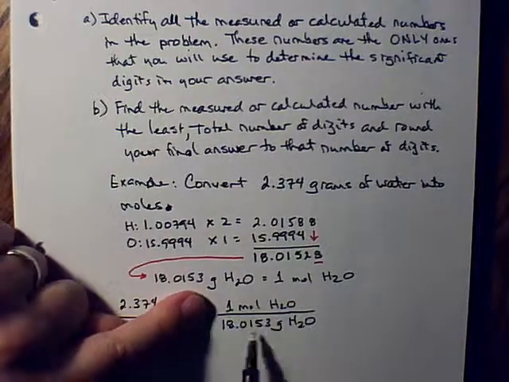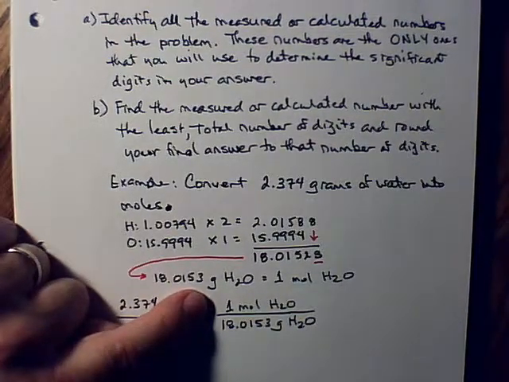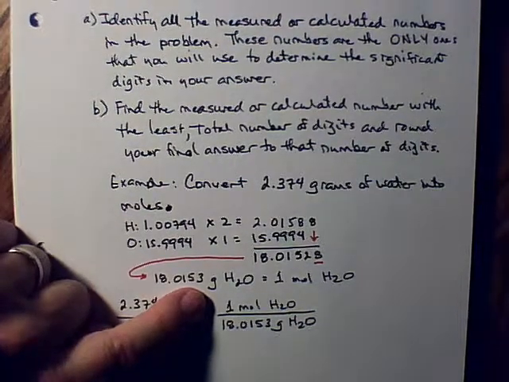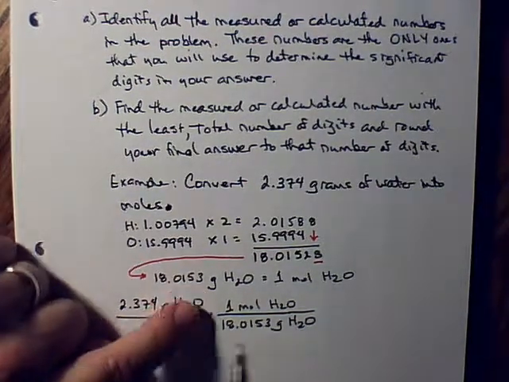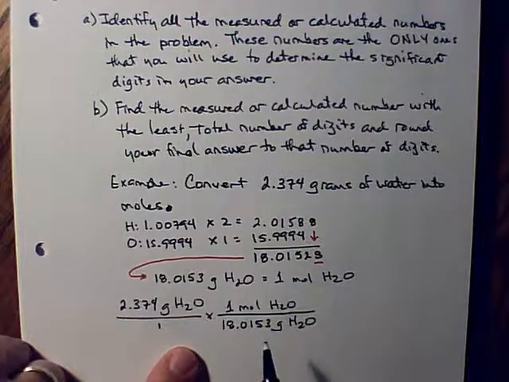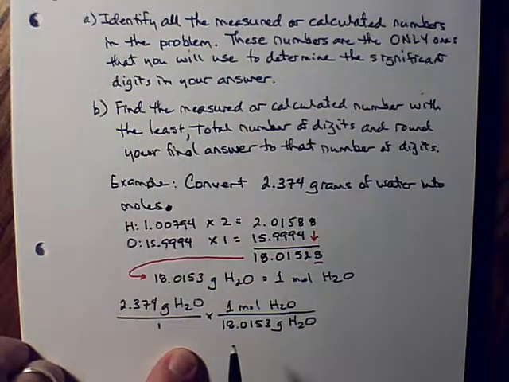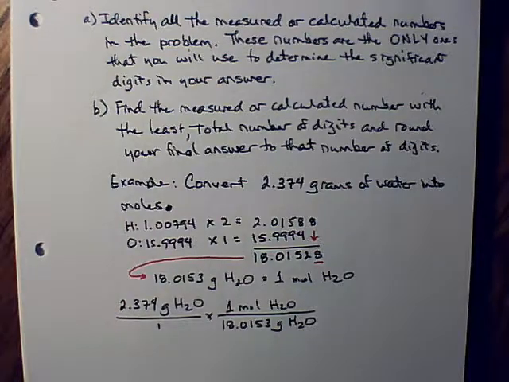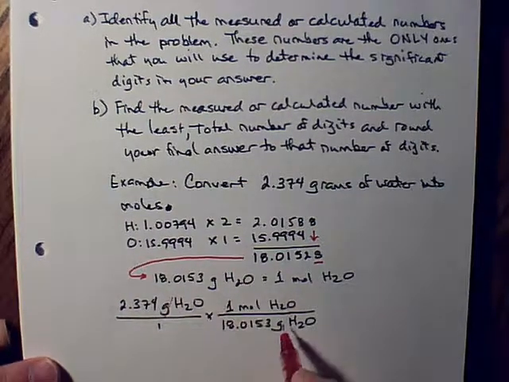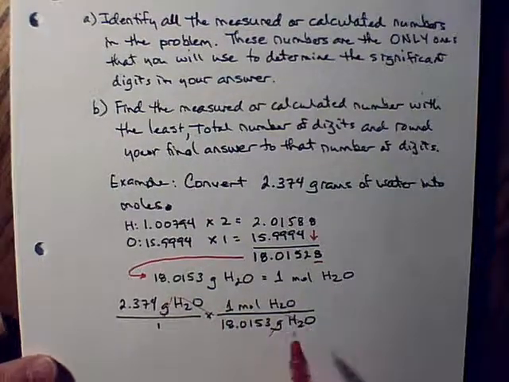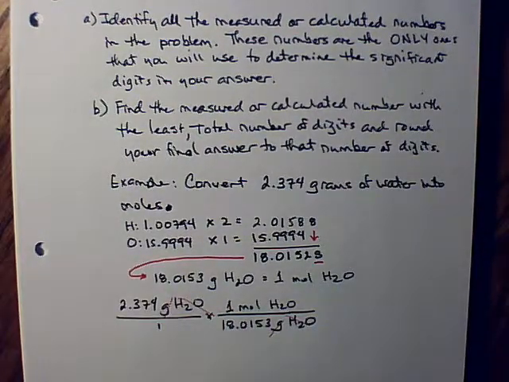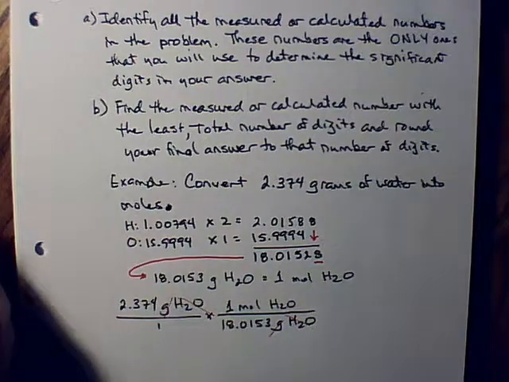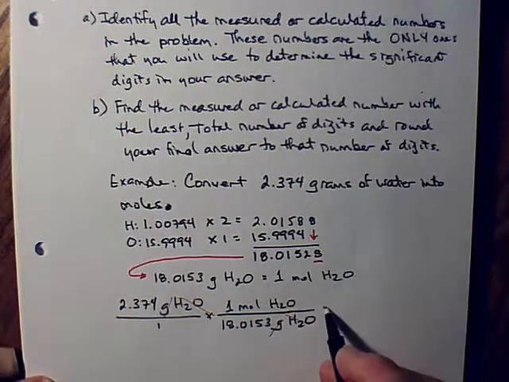Now the neat thing is this fraction right here equals 1. When you multiply by 1, you get the same thing you started with. We're going to change the units of measurement without changing the actual amount. And that's what a conversion unit does. It allows you to change the unit of measurement without changing the actual amount. What we're going to do is cancel grams and H2O in exactly the same way that you cancel X's and Y's in algebra. We're going to find an answer now.